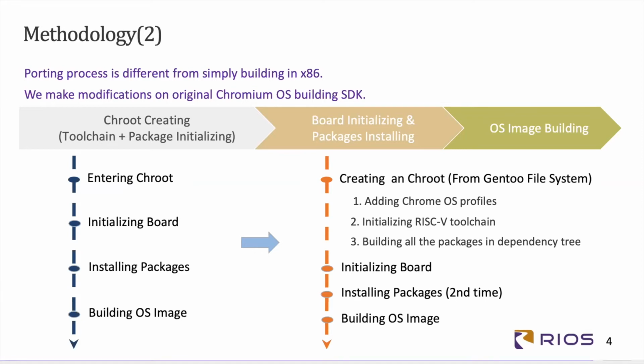And we need to initialize the RISC-V toolchain, since the RISC-V toolchain is very different from the binary toolchain in x86. After initializing the toolchain, we need to build all the packages in the dependency tree to check and make sure it can work. For this reason, at the third stage, installing packages will be the second time for building packages. So at the second time installing packages, it will be easier for us to build the packages, since we have already built all the packages while creating the chroot.